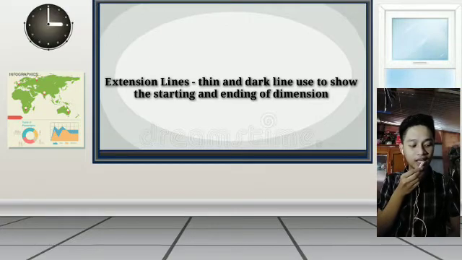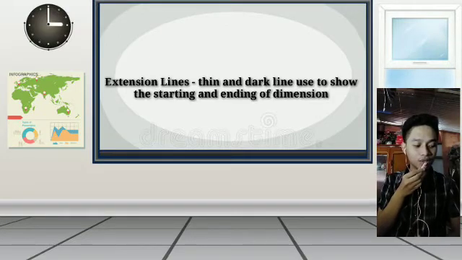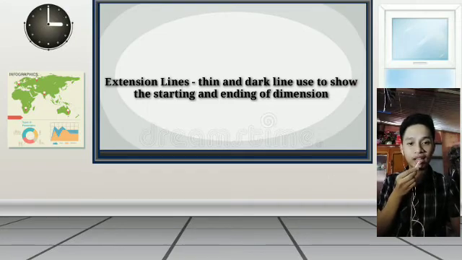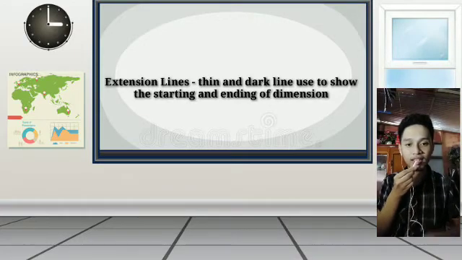So what do you mean by extension line? Extension lines are thin and dark lines used to show the starting and ending of dimension lines. So extension lines are the lines that you can see through the start of a particular product or part and can be seen through its ending. So this line connects both the start and ending of both lines.